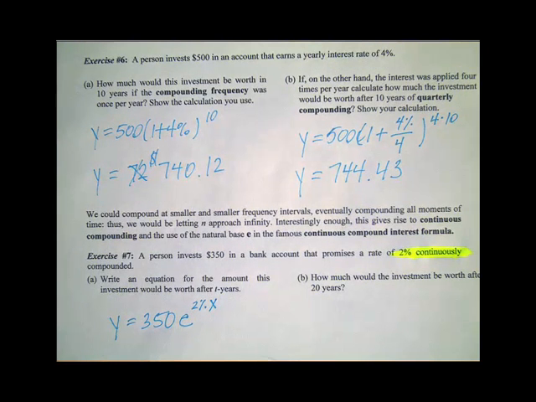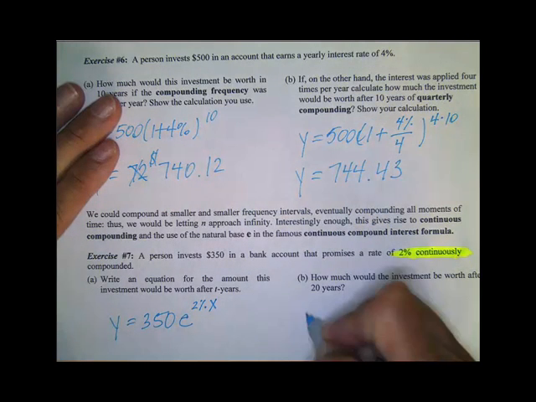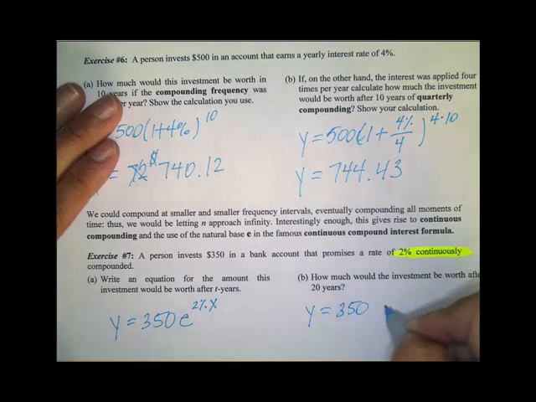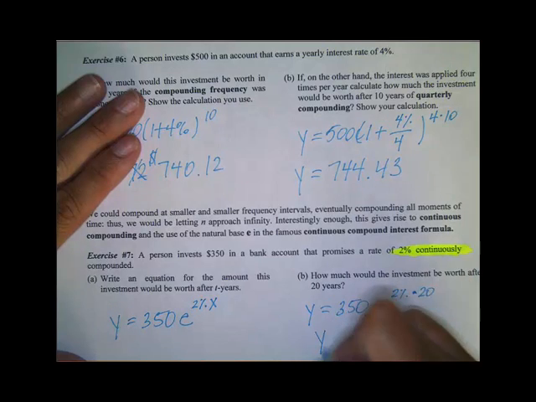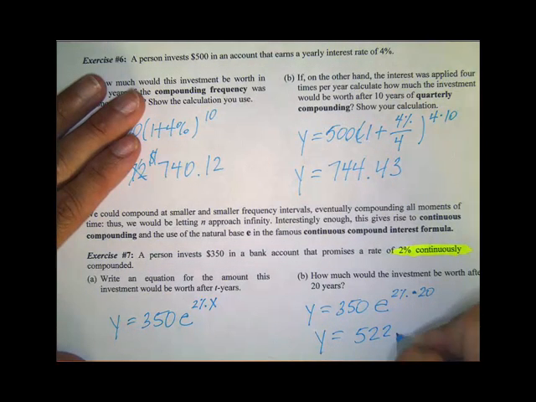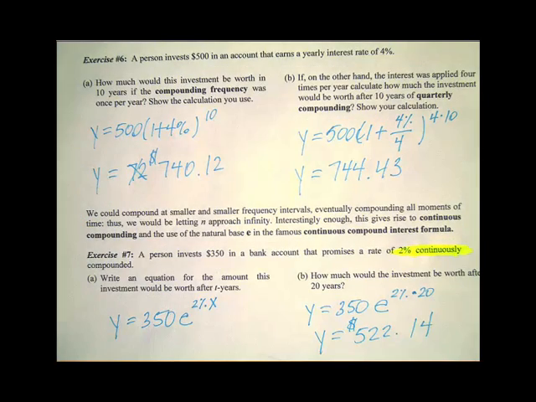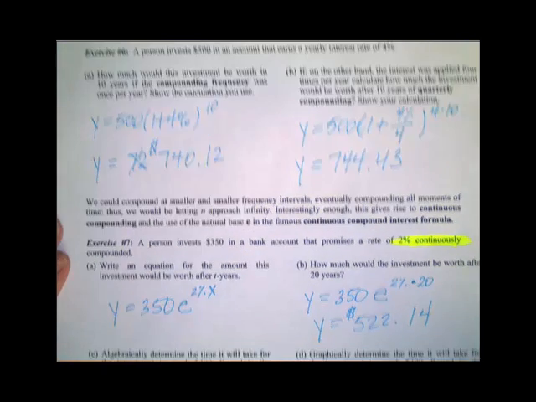How much would this investment be worth after 20 years? So x is 20. So y equals 350e to the 2% times 20. And again, 2 decimal places. So y equals $522.14 after 20 years compounded continuously.